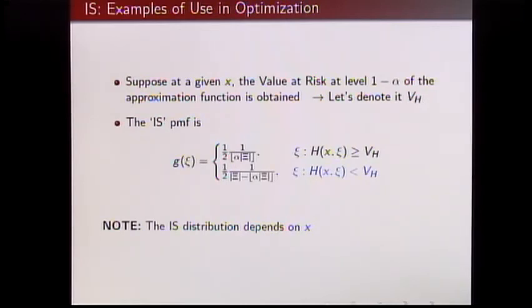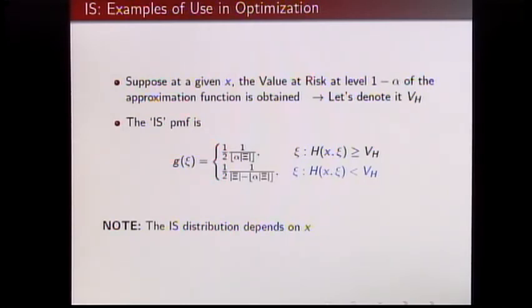So finding this importance sampling distribution is important. And the other thing you should know is that it depends on X, typically. So you fix the X, and you have to come up with a value at risk for that X. You change your X, these cost functions will change. Maybe the value at risk is going to move, the ordering will change, and so on and so forth.